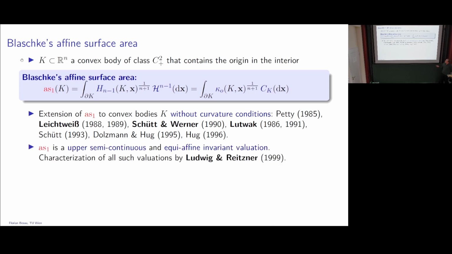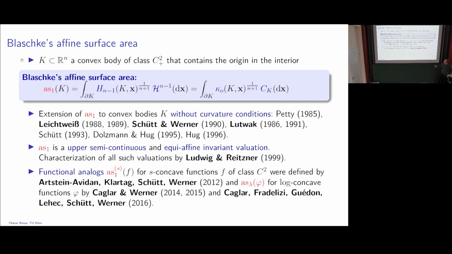And there is also a very nice characterization in terms of affine invariant valuations. So Ludwig and Reitzner, they showed that affine surface area is essentially the only upper semi-continuous equiaffine invariant valuation on convex bodies. So equiaffine invariant valuations, there are actually just 3 examples: the volume, the constant function, the Euler characteristic, and the only semi-continuous one is the Blaschke's affine surface area.